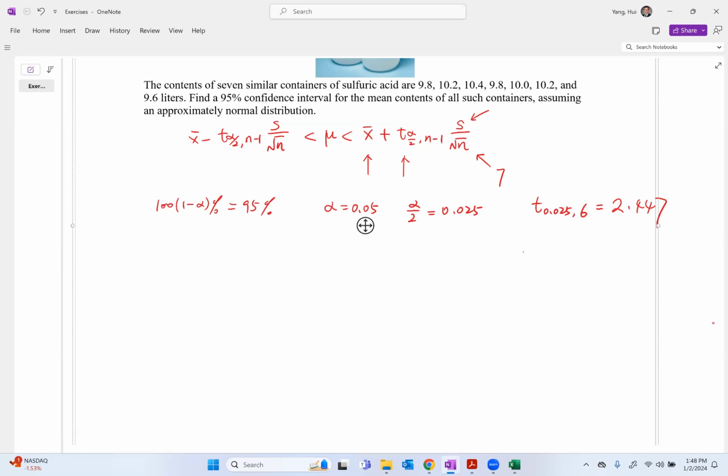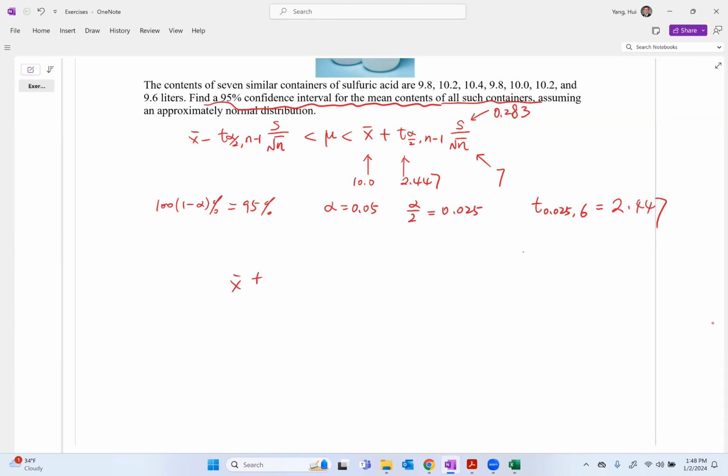The standard deviation will be 0.283. x bar is 10.0, and we know this t alpha over 2, n minus 1 is 2.447.